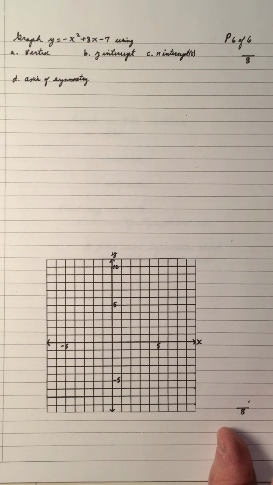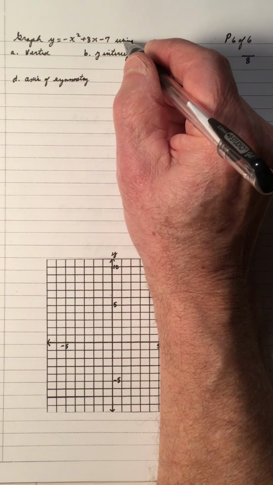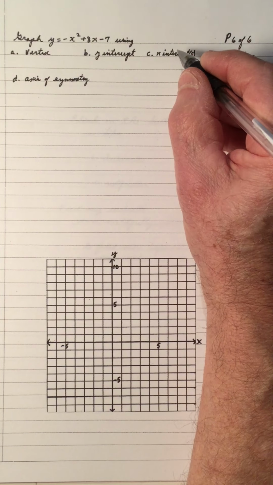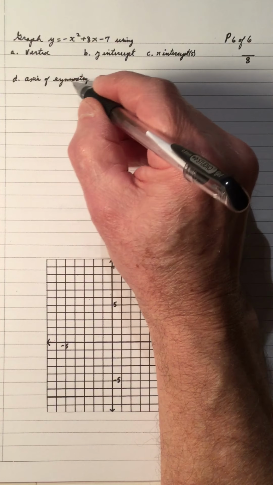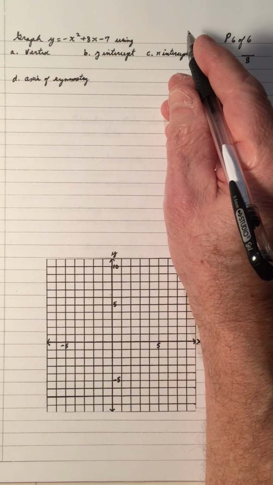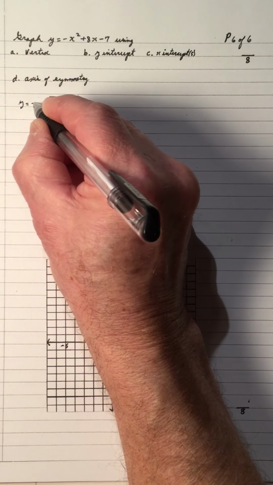I'm going to graph this parabola, which is standard form, using the vertex, using the Y-intercept, using the X-intercept, using the axis of symmetry. So I'm going to graph it and label all these parts. So let's find the vertex of this parabola. So I'll write down the equation here.